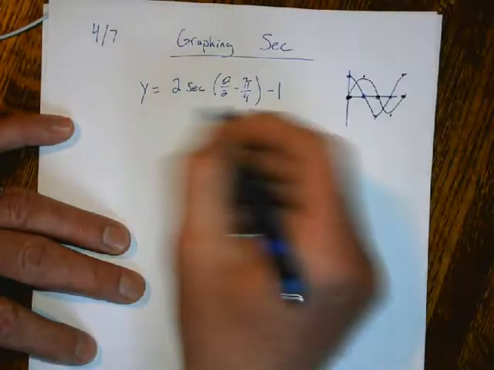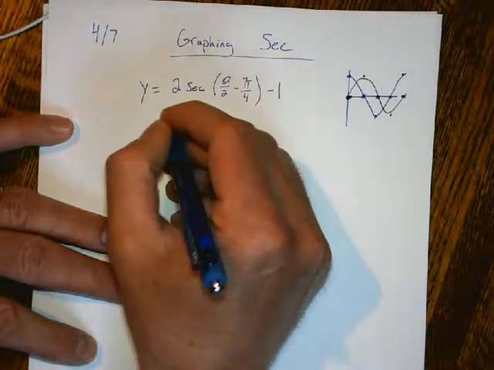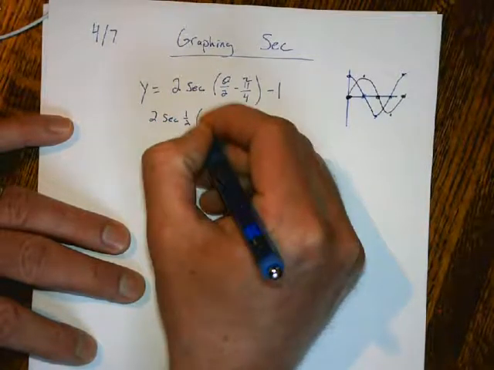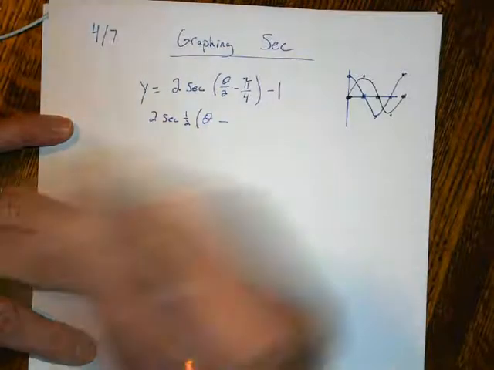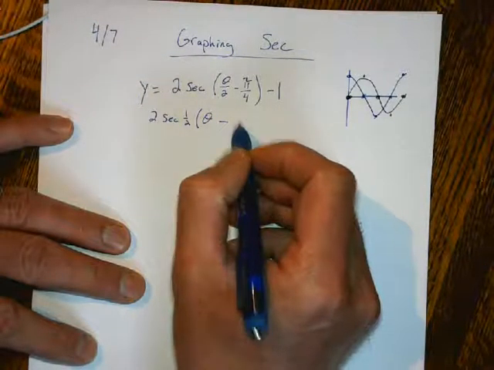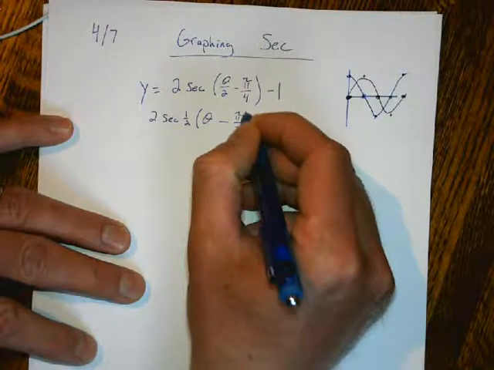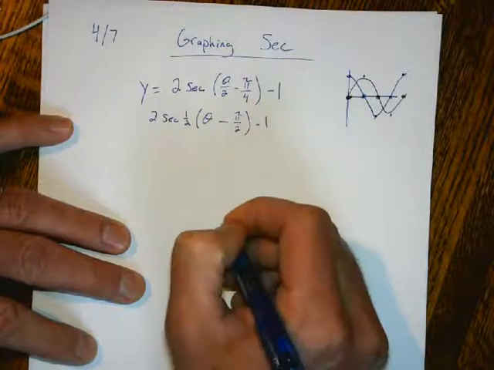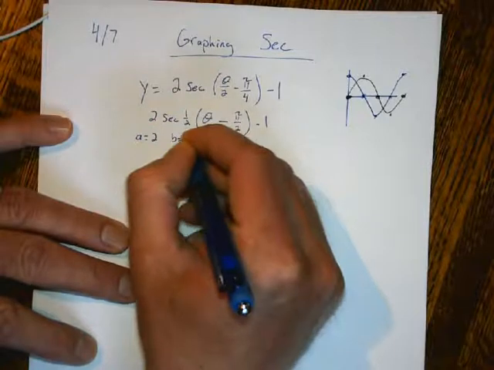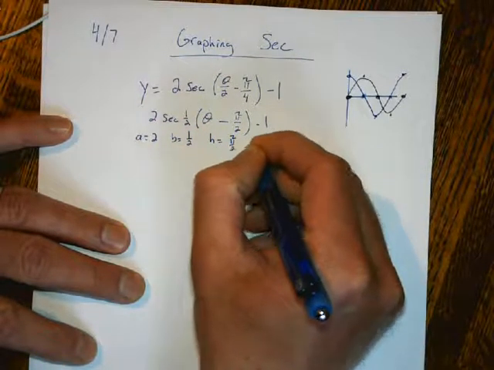We started out the same way like we did before. We're going to rewrite, pull out the half, and we get 2 secant 1/2 theta minus, well, if I'm going to multiply this by 1/2 to get a fourth, that means the numerator needs a 2. So this becomes just pi over 2 minus 1. Okay? So we have an a value of 2, a b value of 1/2, an h value of pi over 2, and a k value of -1.